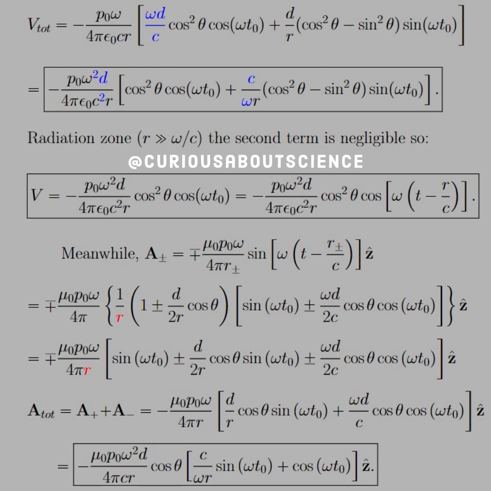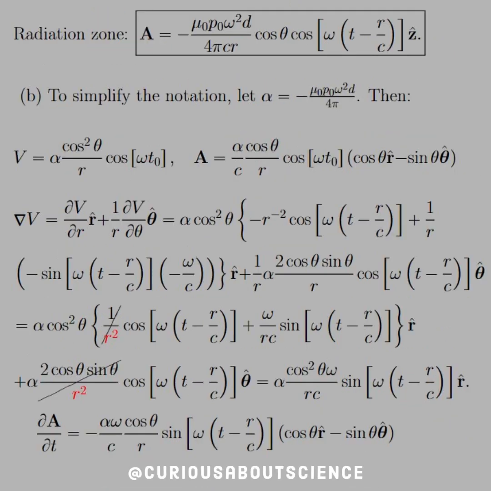And you see here that we get the total field after we factor out a cosine. And then we have that c over omega r on that sine omega t at the very bottom, plus cosine omega t. Again, in the radiation zone, where r is much greater than c over omega, that sine omega t naught term drops out. And that's what we see in the next slide.